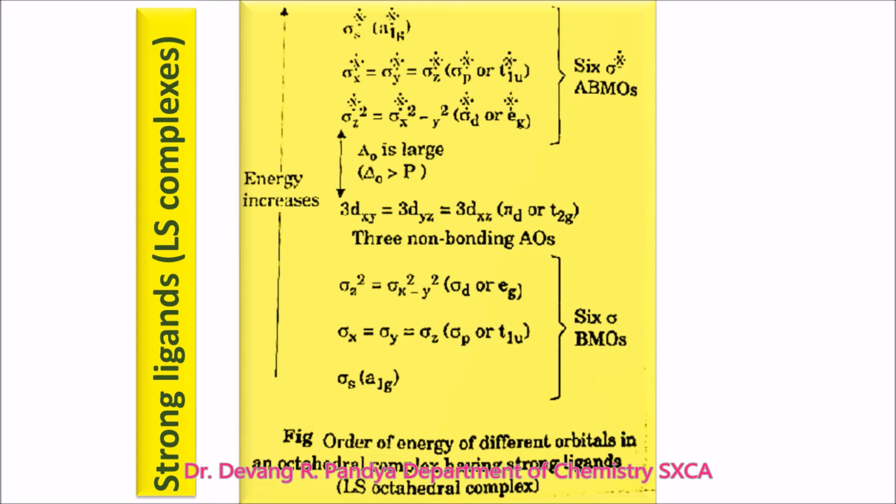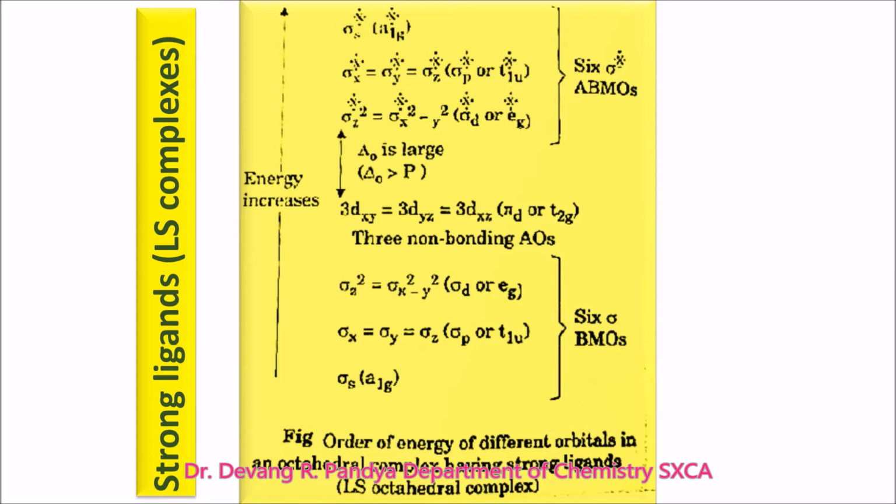When you saw the previous lecture, where we showed you the MOED for octahedral complex with only sigma donation, this is the arrangement. Now only the MOs are shown over here. In the MOs you can see the lowest energy is of A1g, that is sigma s BMO, bonding molecular orbital. Above that we have 3 sigma x, sigma y and sigma z, that is sigma p orbitals, represented by the Mulliken term T1u. Above that we have the energy of sigma dz square or sigma dx square minus y square.